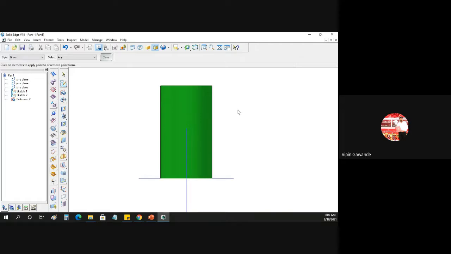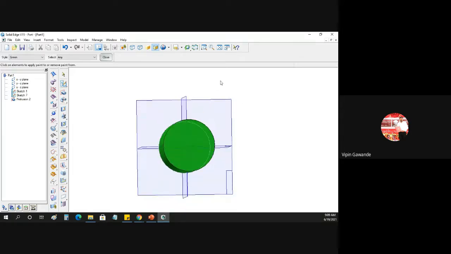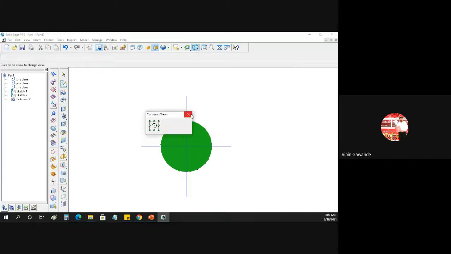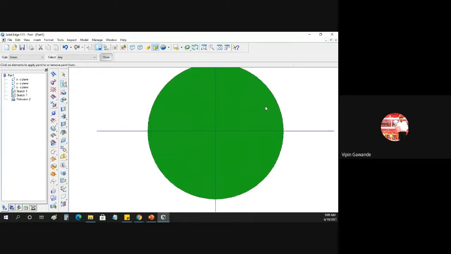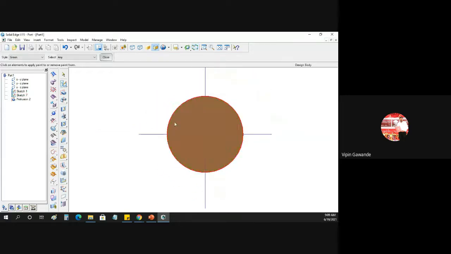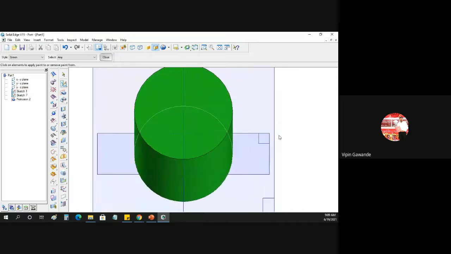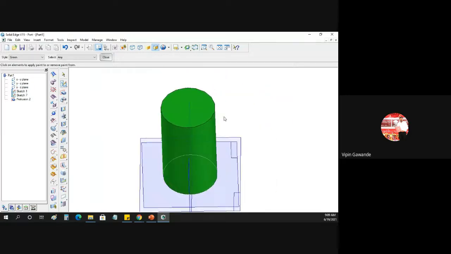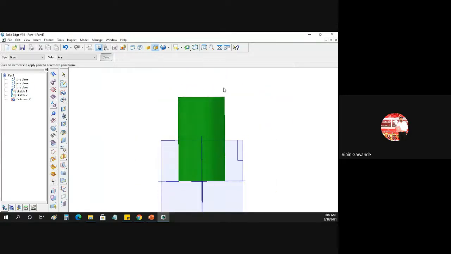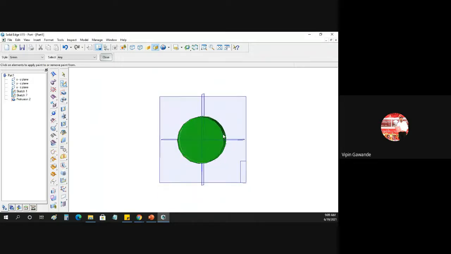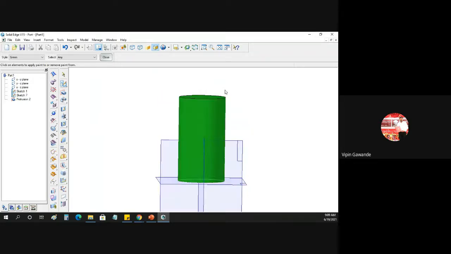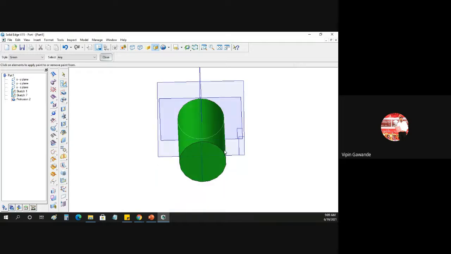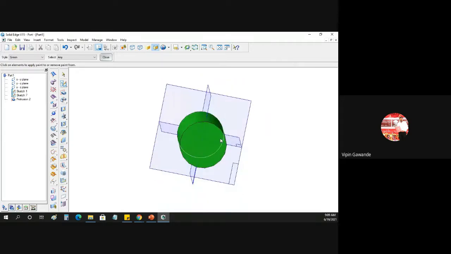Then what is the top view of the cylinder? If you see the cylinder from the top, it looks like a circle. This is called the front view and the top view of any solid. The cylinder is our solid. So this is our front view, and this is our top view. We will first construct the front view and top view of the cylinder.